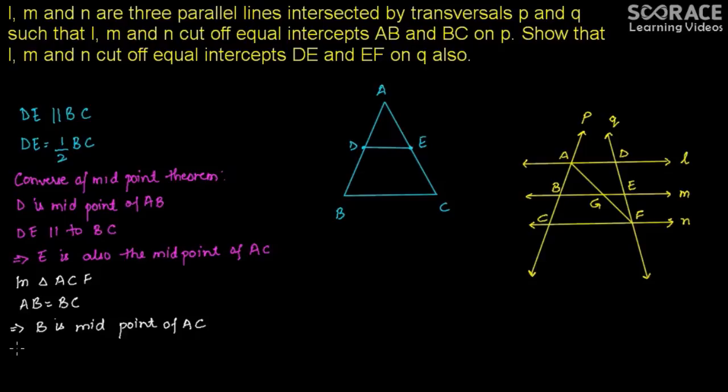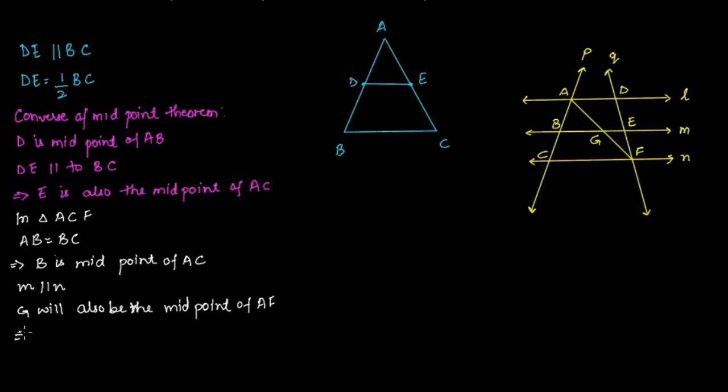Now, we are also given that M is parallel to N. As L, M, N are all parallel, therefore M is also parallel to N, which means BG is parallel to CF. So, we can say that as B is the midpoint of AC and BG is parallel to CF, that is, according to the converse of the midpoint theorem, G will also be the midpoint of AF. So we can write it as AG is equal to GF because G was the midpoint of AF.